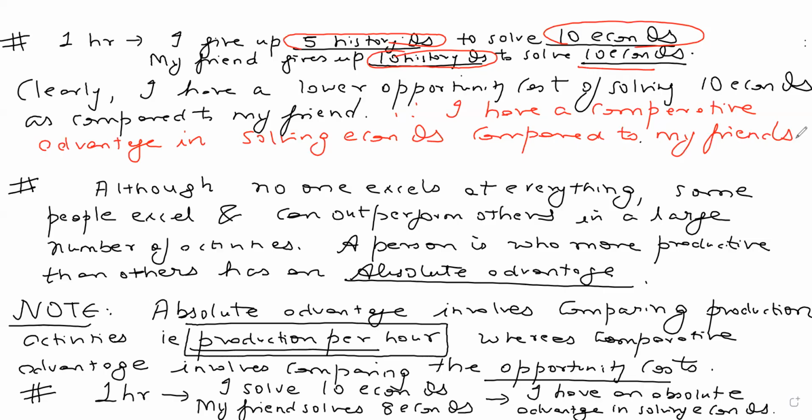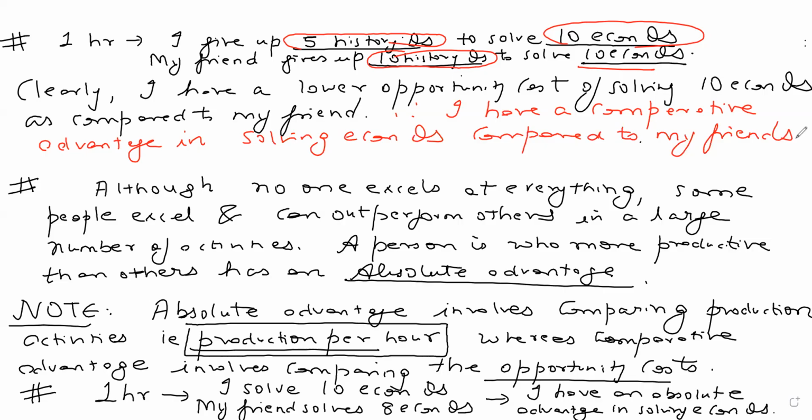So this was just one example to explain all the students the difference between absolute versus comparative advantage. In absolute advantage, we talk about comparing the production per hour. In 1 hour, how many activities can I do? How many activities can my colleagues do? If I can do more activities or more production in an hour as compared to my counterparts, I have an absolute advantage over them.